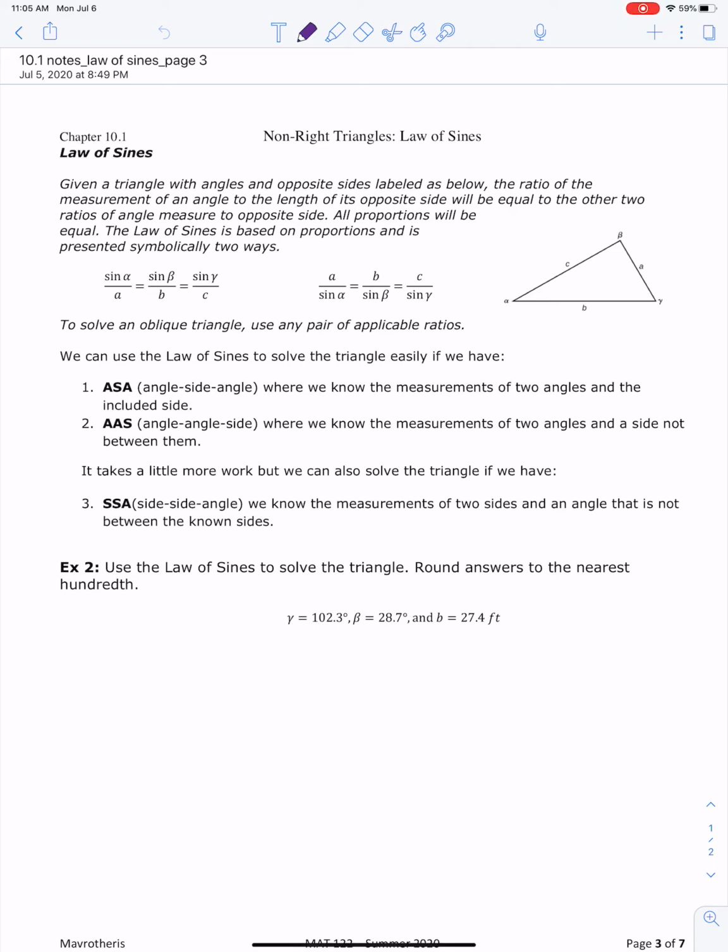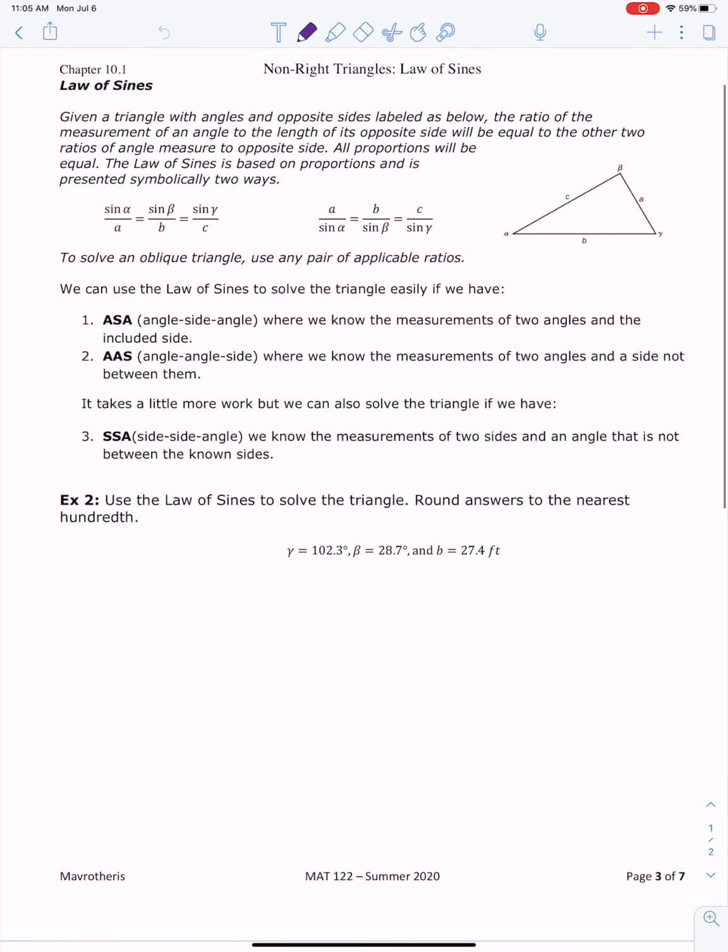Realize as well, we are never going to set this up with all 3 parts. We're going to use 2 out of the 3 parts depending on what sides and what angles we have. So we can use law of sines to solve the triangle easily if we have angle, side, angle. That means we have the measurements of 2 angles and the included side. Just so we know what that looks like, that would be saying I have angle A, angle B, and I know the side between them. Okay, so angle, side, angle means we are talking about consecutive pieces or parts.